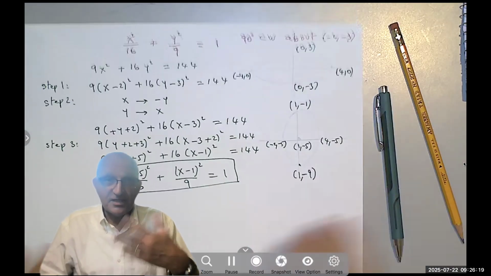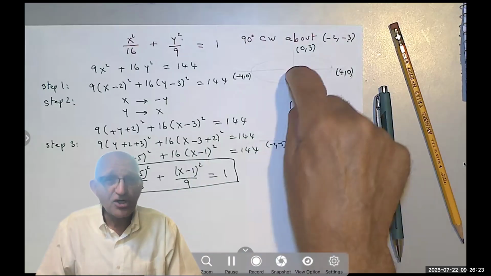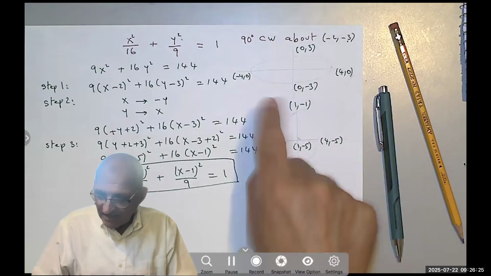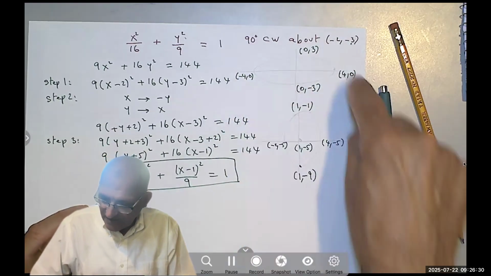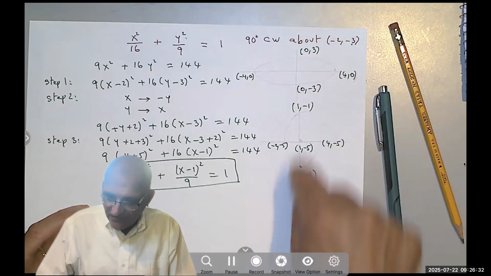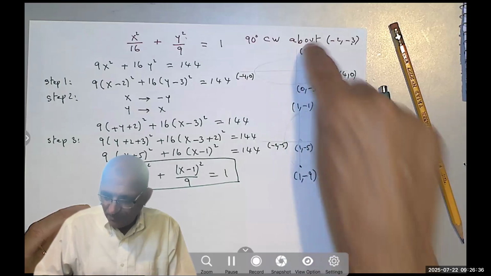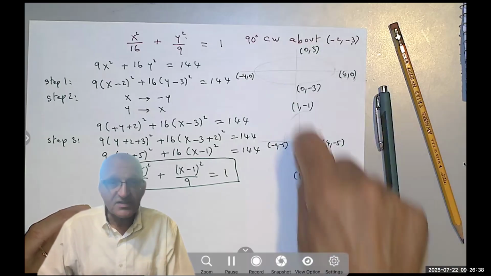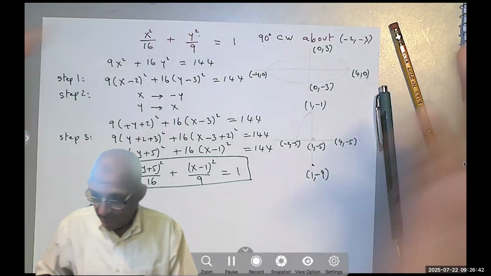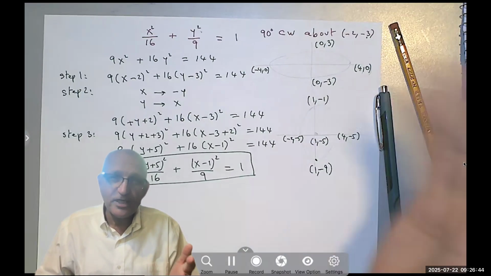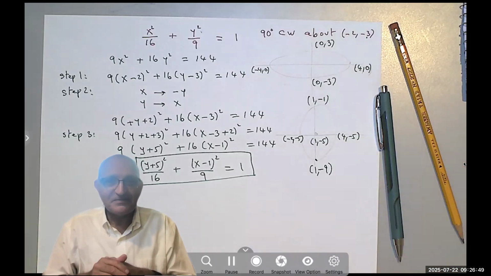You can do it as your homework, is to pick any point out of these 4 or even the origin and rotate it about this point 90 degrees clockwise and see if this point becomes that, or if this point becomes that, or the origin becomes that. That's your check. And you can check 2 of them, maybe these 2, for example, just to make sure that you didn't rotate the other way around.